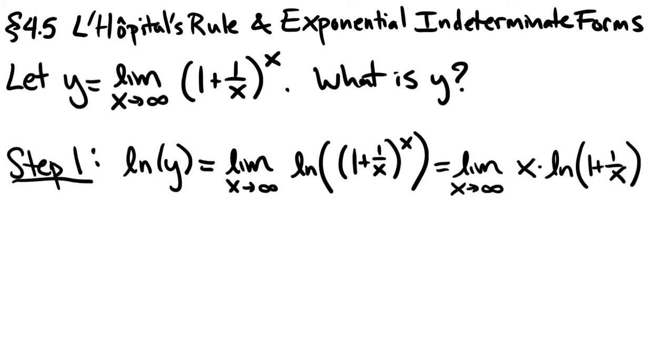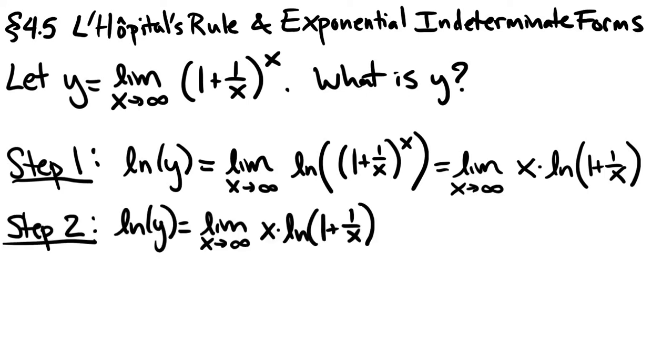Now in step 2, we're going to want to compute what that is. This limit is of the form infinity times 0. That's because when x gets big, the thing inside the natural log is getting closer and closer to 1, but the natural log of 1 equals 0. So this is an indeterminate form that we are already familiar with.